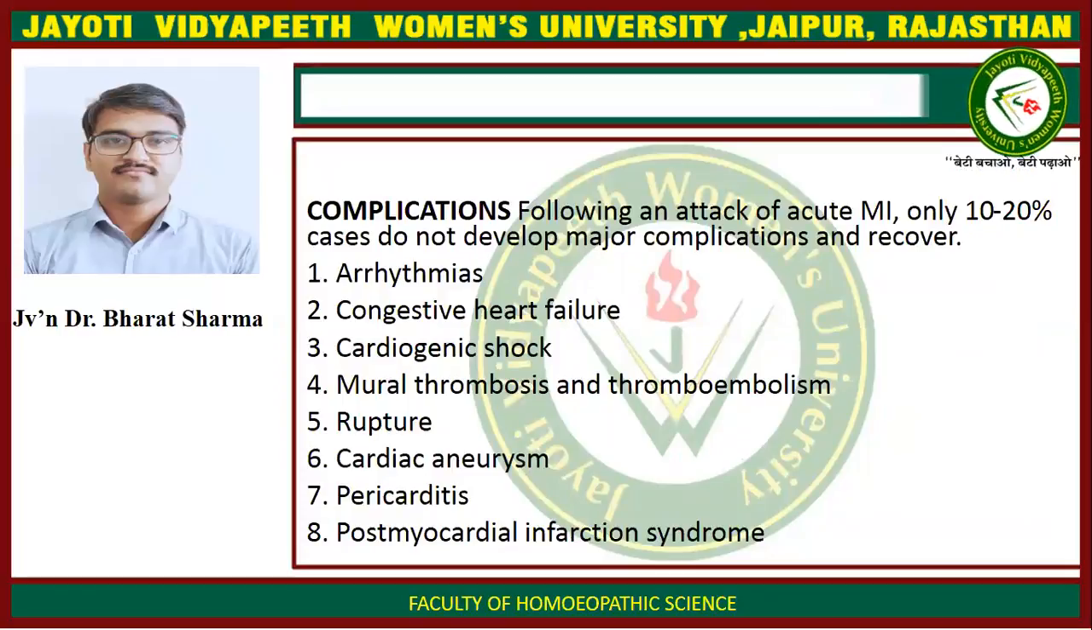Complications following an acute MI: only 10 to 20% of cases do not develop major complications and recover. First is arrhythmias, second is congestive heart failure, third is cardiogenic shock, fourth is mural thrombosis and thromboembolism, fifth is rupture, sixth is cardiac aneurysm, seventh is pericarditis, and eighth is post-myocardial infarction syndrome.